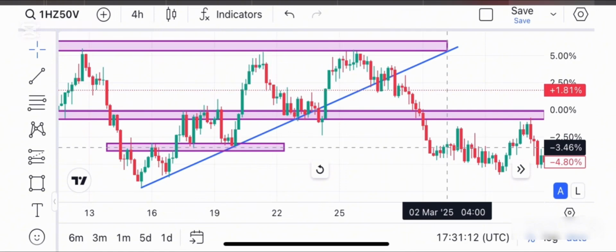So just an understanding of the support and resistance that goes on in the price chart can really change the way you think about trading. Trading is not that difficult. It's just that you have not taken your time to really understand these things.